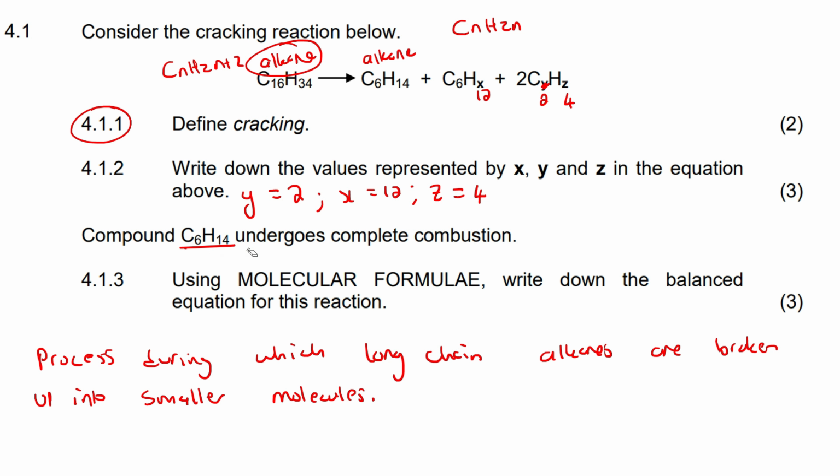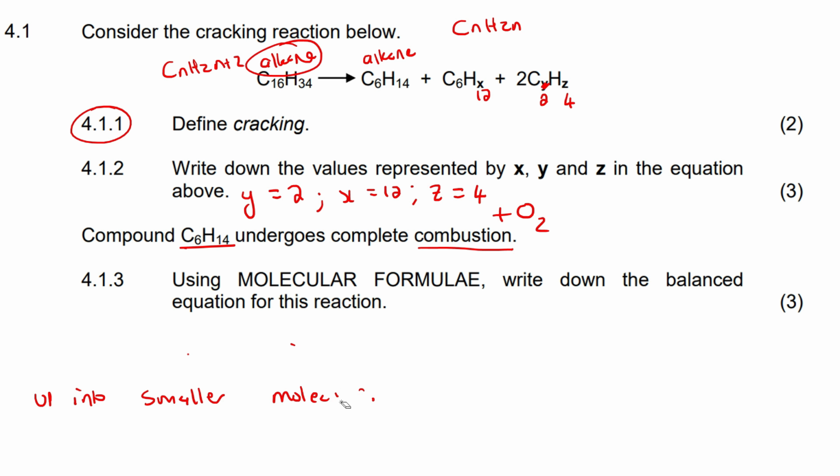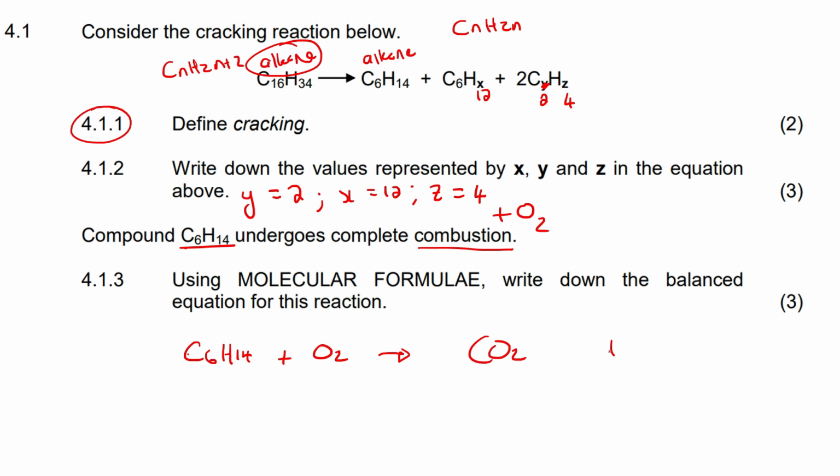Compound C6H14 undergoes complete combustion. That's when they reacted with oxygen. Using molecular formula, write down the balanced equation for this reaction. Okay, this should be full marks for all of you. Combustion reactions are very easy. All you do is you take the molecule C6H14, you react it with oxygen. The products must always be CO2 and water.